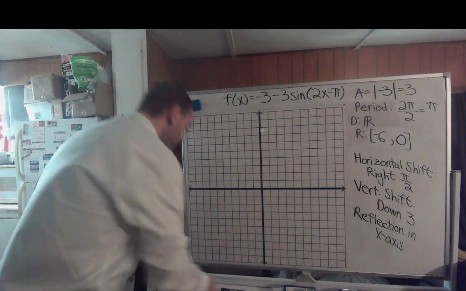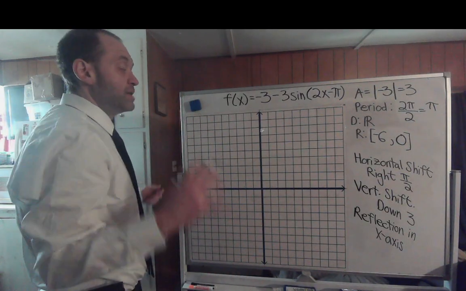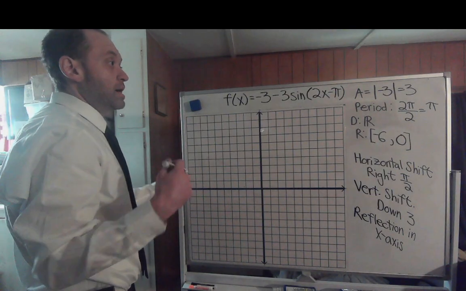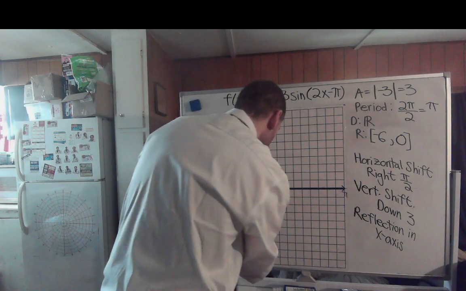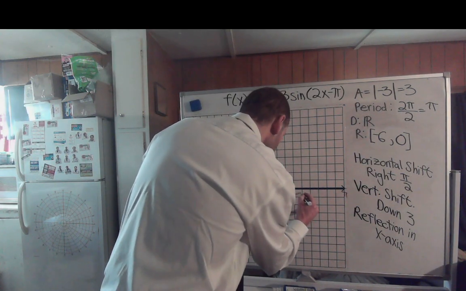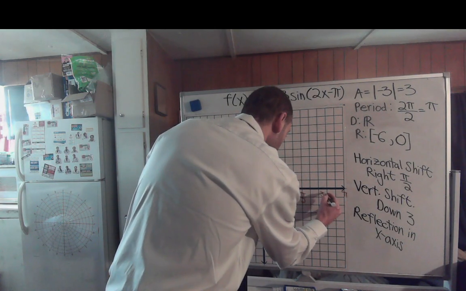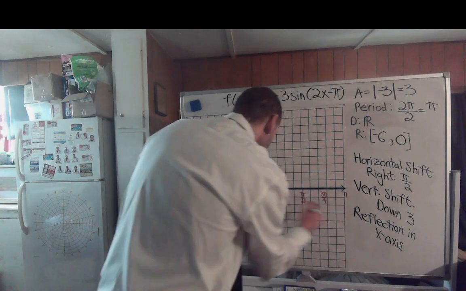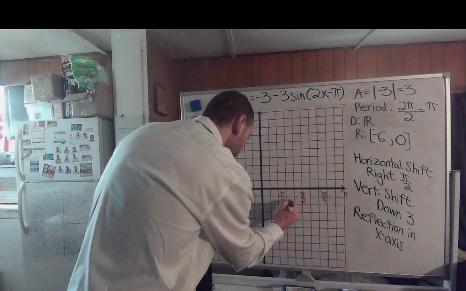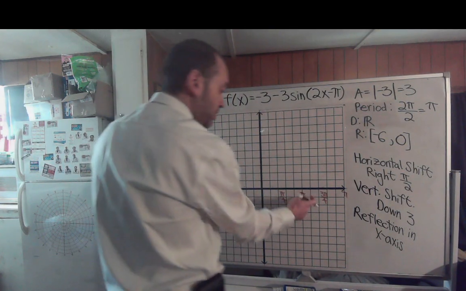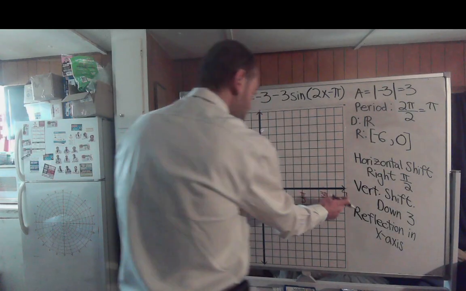Alright, so now we've identified the period to be pi. So let me label these points. We have pi. Here's pi over 2. In between that, you have 3 pi over 4. Then between 0 and pi over 2, you have pi over 4. Alright, so 0, pi over 4, pi over 2, 3 pi over 4, pi.